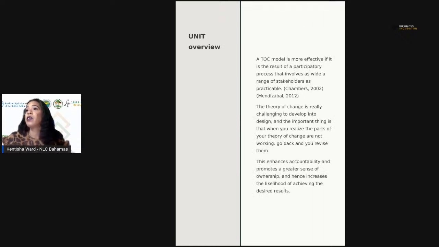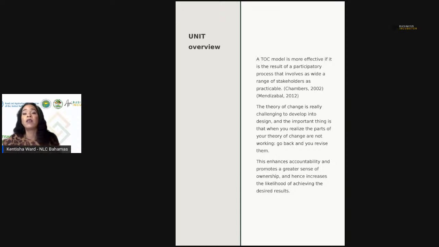Okay, a theory of change model is more effective if it is the result of a participatory process that involves as wide a range of stakeholders as is practical. The theory of change is really challenging to develop and design. And the important thing is that when you realize parts of your theory of change are not working, you are able to go back and revise them.